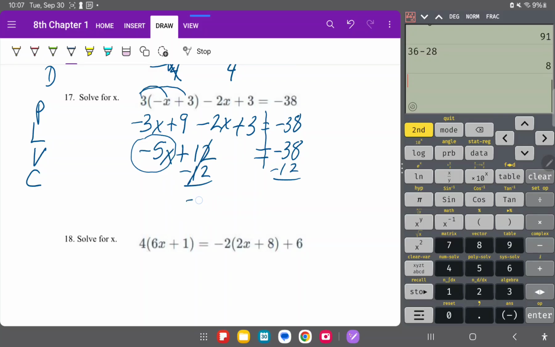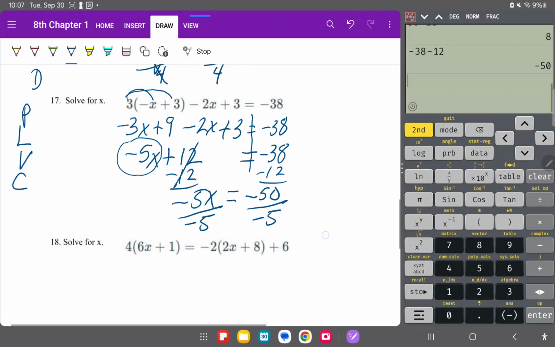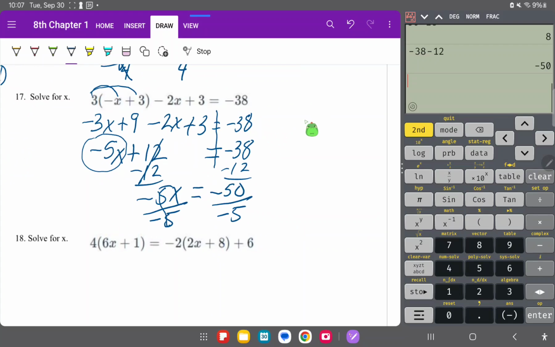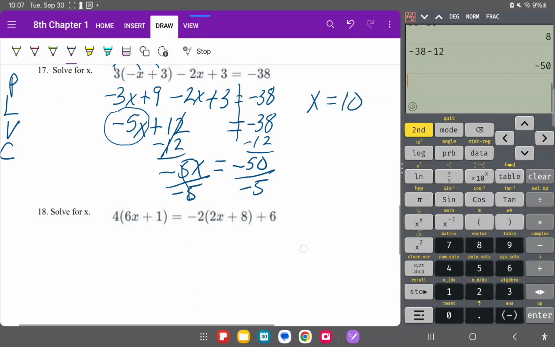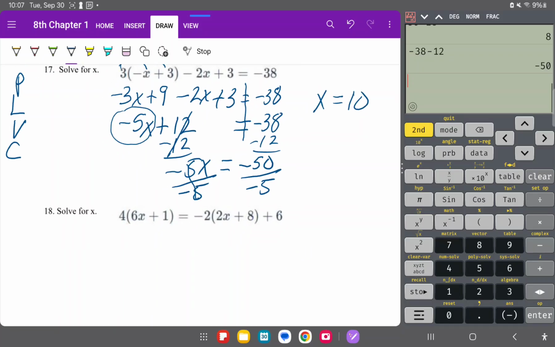So I'm left on the left side here with negative 5x. And that equals negative 38 minus 12 is negative 50. So then we'll divide by negative 5. So x equals 10. Okay.